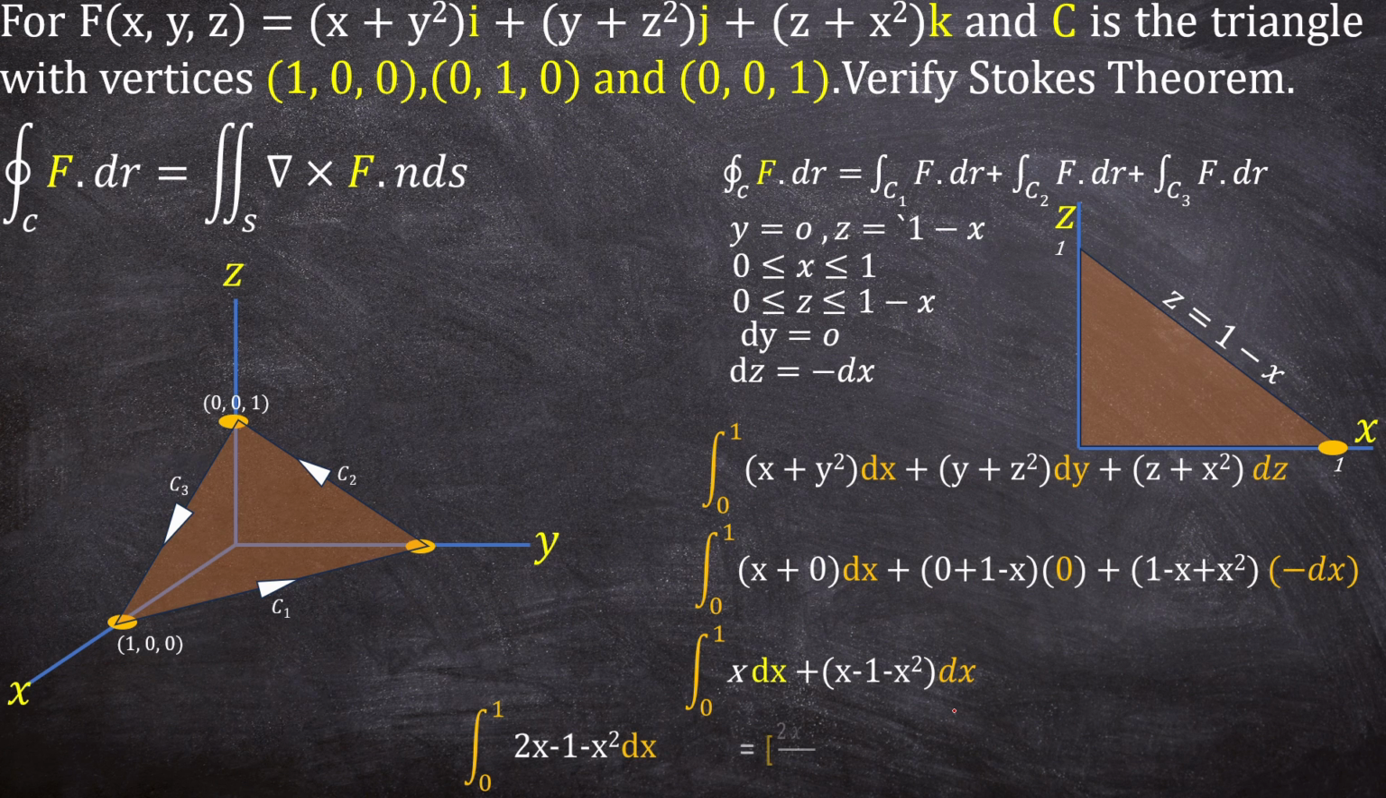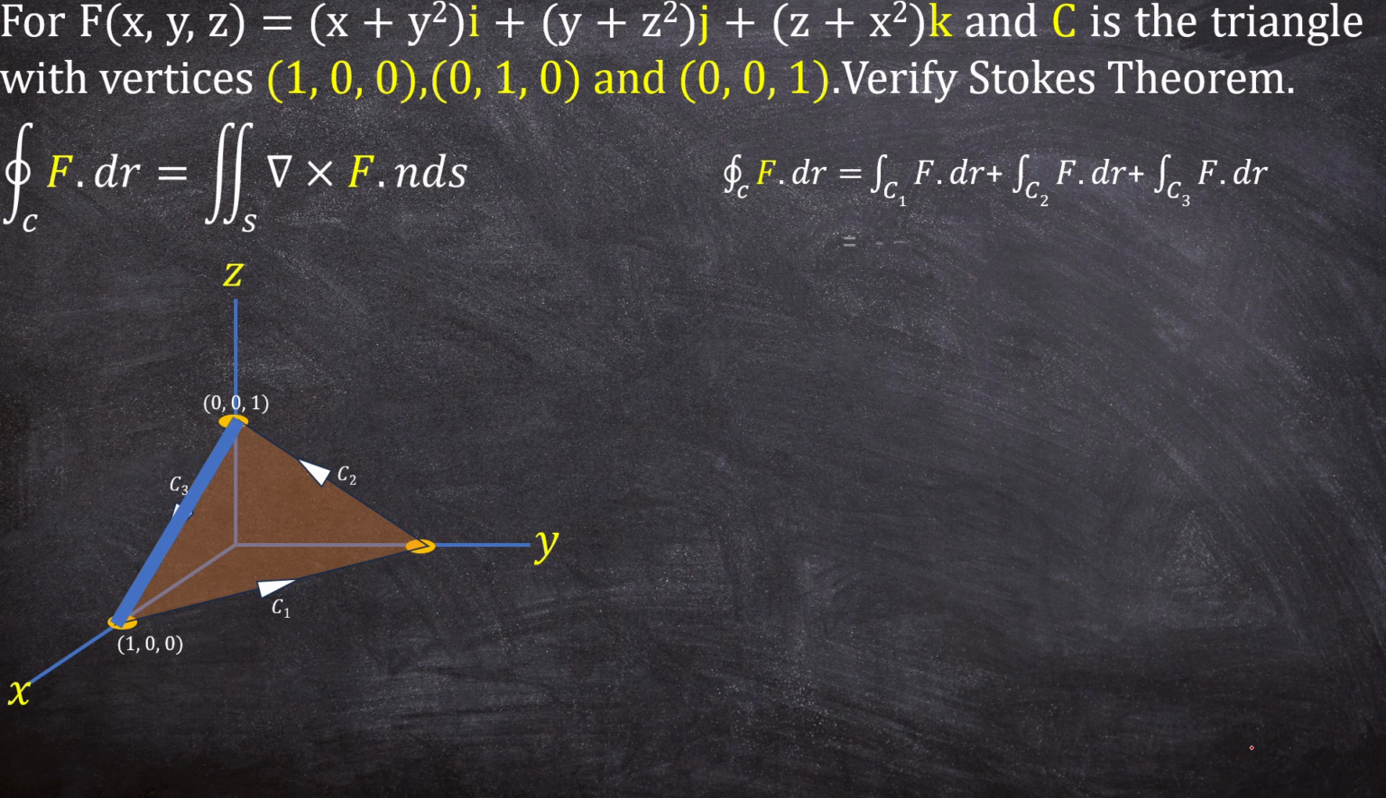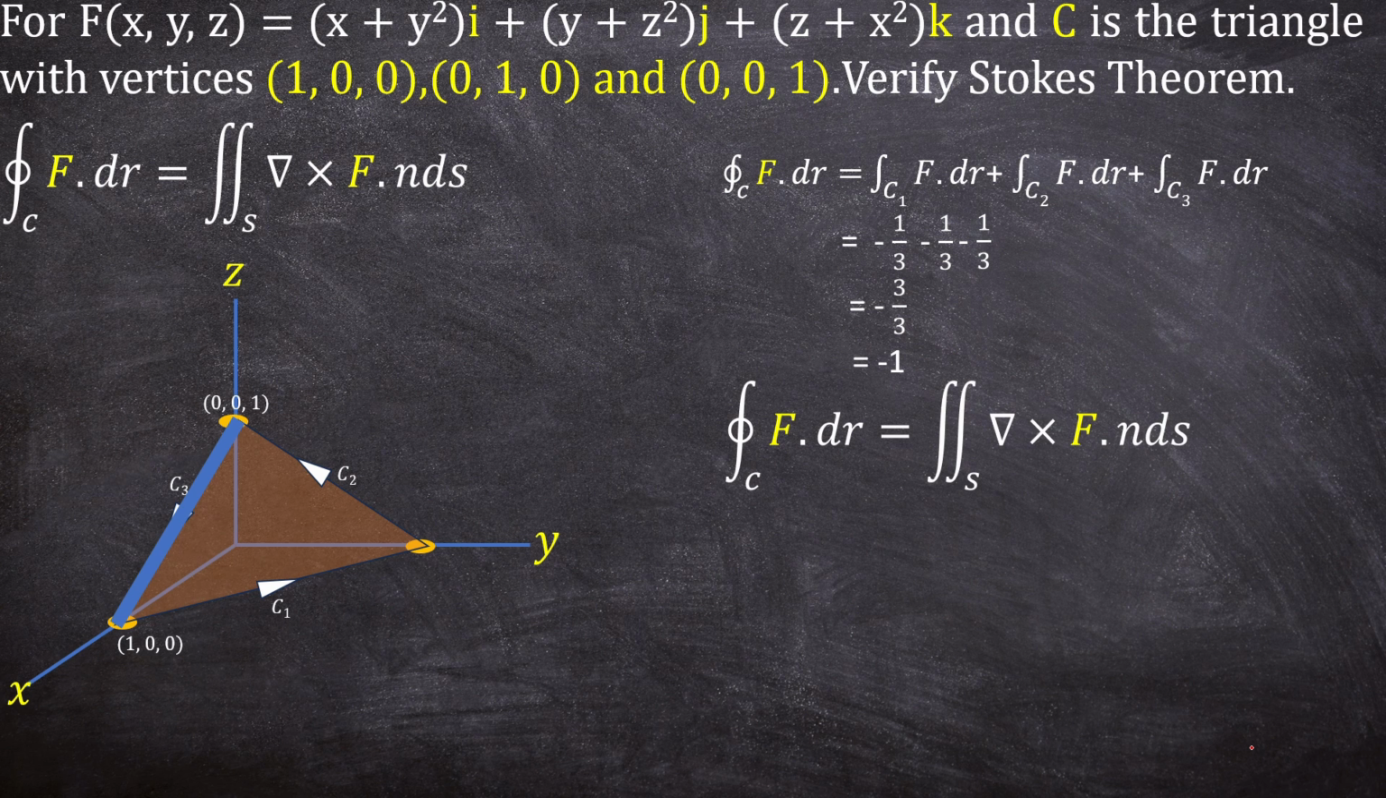And if we integrate, we're going to have 2x squared over 2 minus x to the power 3 over 3. And now what we're going to get is -1 minus 1 minus 1/3, and that is going to give us -1/3. So this one is not there. Just going to add the line integrals. So we're going to have -1/3 plus -1/3 plus -1/3. And if we do this, we're going to have -3 over 3, which is -1. So as you can see, we have verified Stokes' theorem.